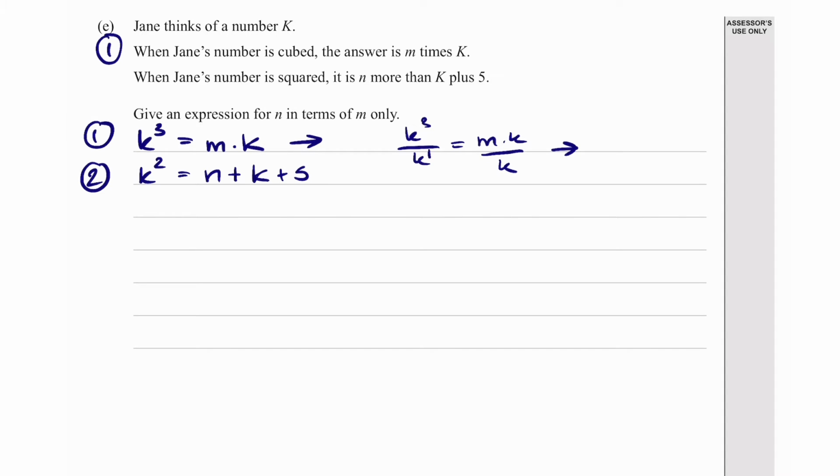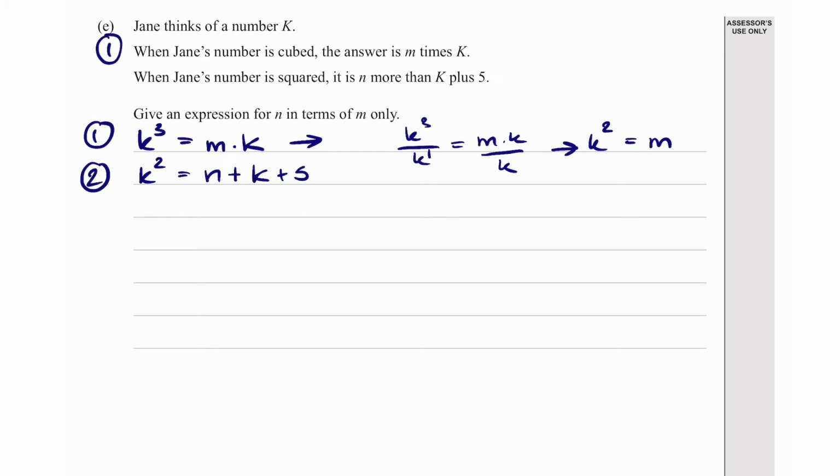Now, this is the same as k cubed over k to the power of 1. So using our exponent rules, when something of the same base is divided by another thing of the same base, we can subtract the powers. So we get k squared, or k to the power of 3 minus 1, which is k to the power of 2, is equal to m times k over k, which cancels out the k's, and we're left with k squared is equal to m.